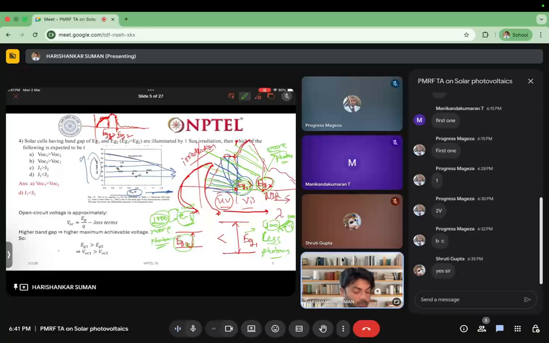As you know, the current is directly proportional to the electron flow. How many electrons are flowing? So more electrons means more current density. Okay.